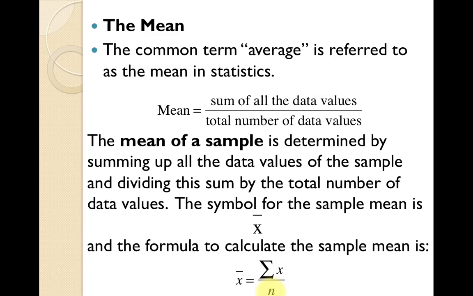So this is a very common calculation. You've probably done it many times before, but this is how we denote it in statistics. Sigma x over n. It means take the sum of all data values x and divide by the size of your sample.